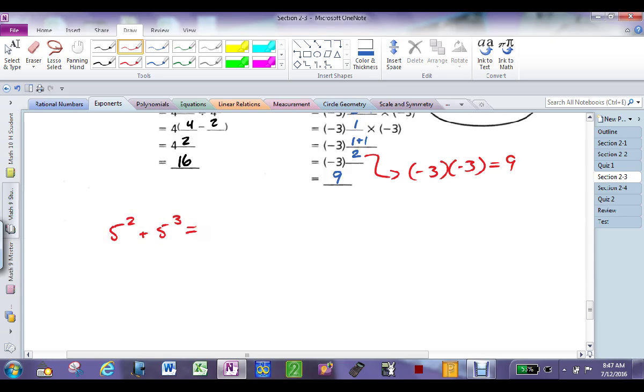What's that answer? Just apply the laws. What law gets applied there? Dylan. It's not multiplication, so is there a law? No. So you've got to evaluate this. What's 5 squared? 25. Plus, what's 5 cubed? 125. So the answer is 150.